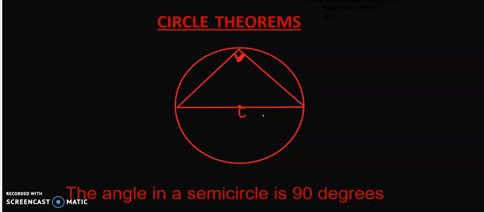So the first theorem that is very important is the angle in a semicircle is 90 degrees. In this circle, the diameter is dividing it into a circular arc. So the angle subtended by the semicircle is 90 degrees.